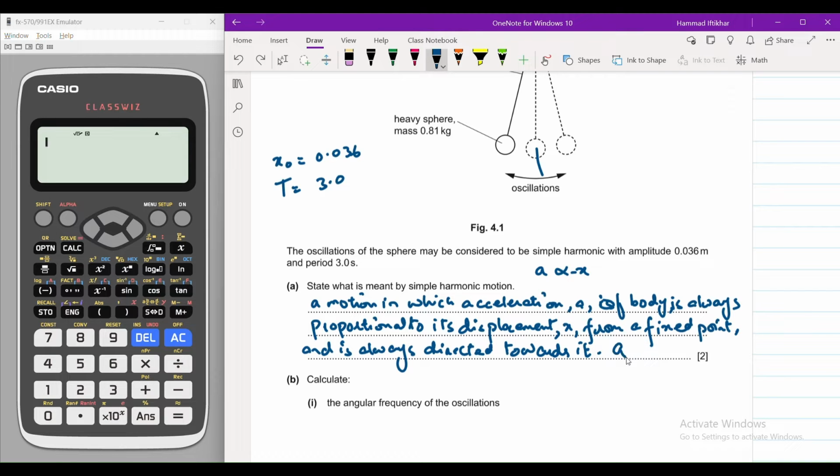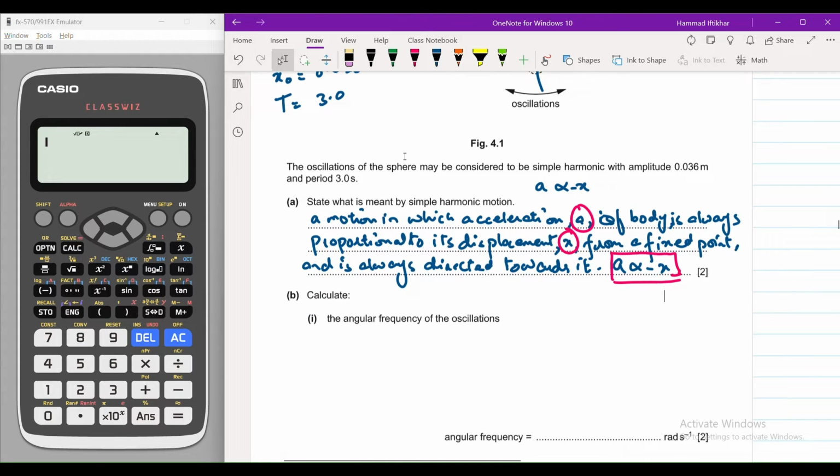A is directly proportional to minus x. The reason we were able to do this is because we already introduced a and x. If we just write it without explaining what a and x are, we might lose marks. Otherwise, we don't need to write it if we have written all of it.